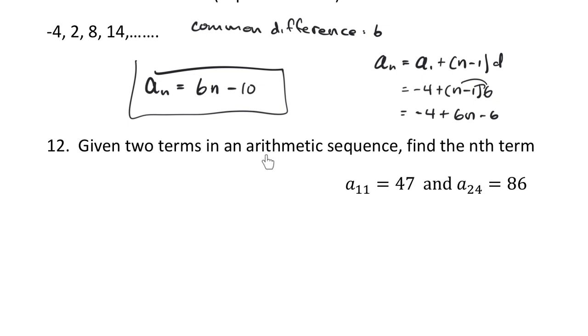Question 12 specifies that this is arithmetic. That's important because that means the nth term is going to be linear. If it's linear, it has a common difference or a slope. So we're going to find the common difference much like we would find the slope of a linear function. So this is an x value and this is a y value if we want to think functions.